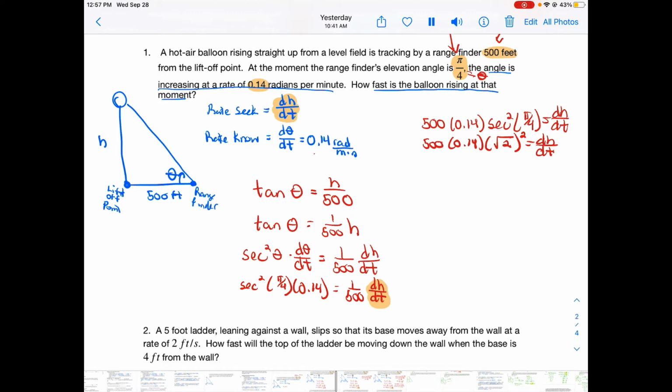So 2 times 500 is 1,000. 1,000 times 0.14 is 140. So dh/dt is equal to 140. Now I've got to interpret what that means.